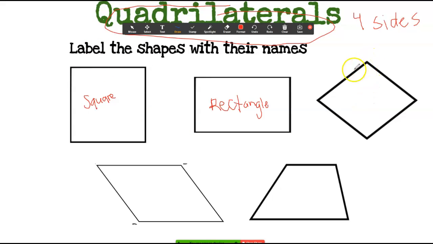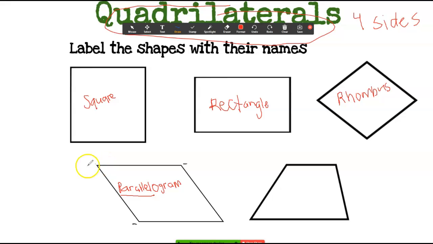Okay? This right here, it kind of looks like they took a square and pushed it sideways. It kind of looks like a diamond. This is called a rhombus. So we have a rhombus. And right here, we have a parallelogram. Okay, a parallelogram means that all of the sides are parallel.